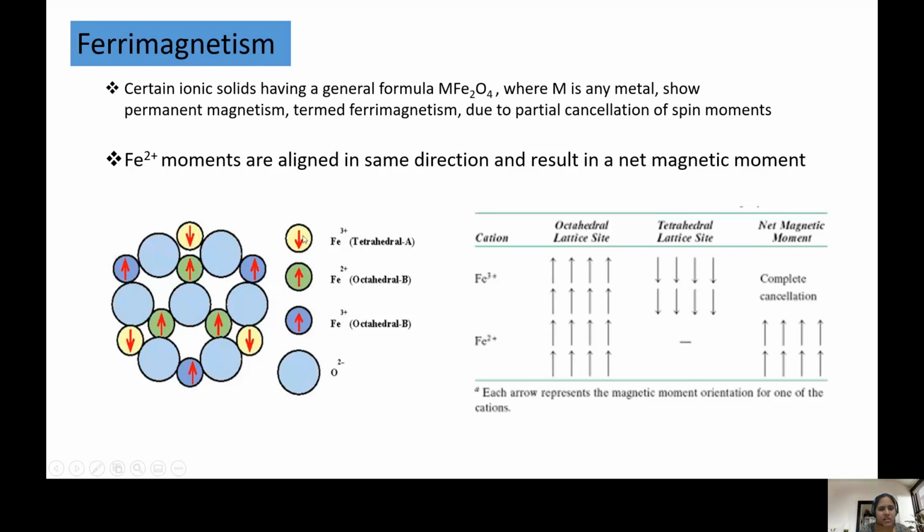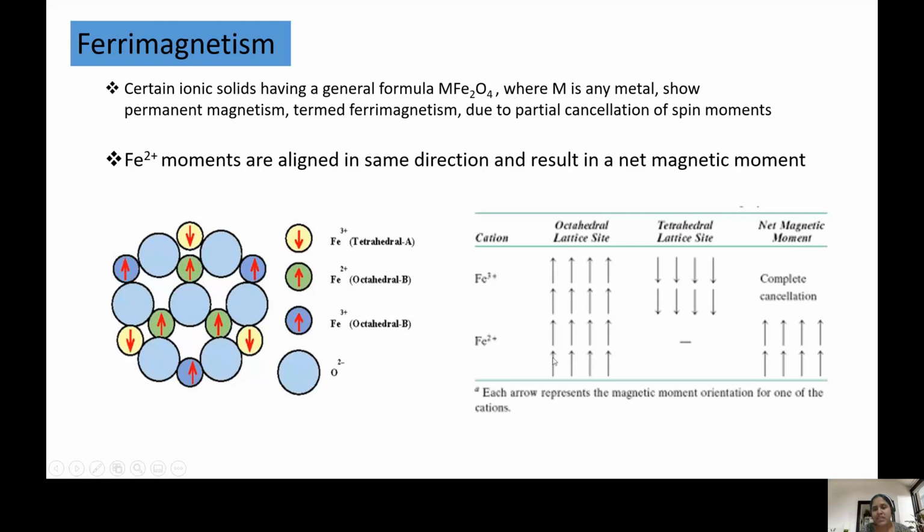This yellow color represents Fe3+ having a tetrahedral structure at the A site, Fe2+ in an octahedral structure, and Fe3+ at the octahedral B site. If you observe this diagram, the Fe3+ in the octahedral lattice site and tetrahedral lattice site will cancel, and complete cancellation is observed.